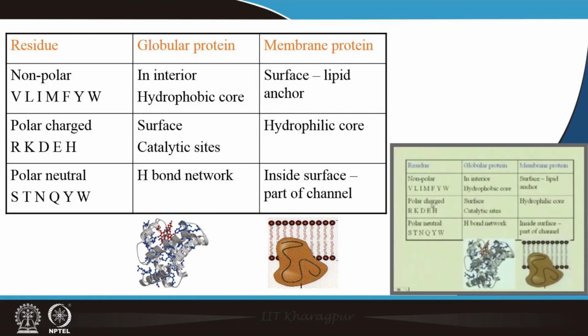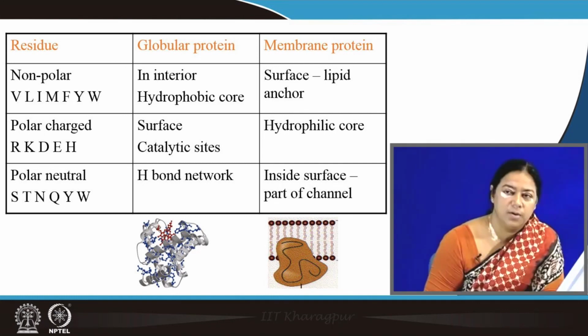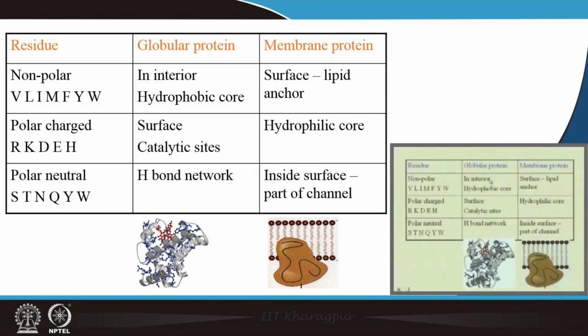The polar charged residues in this case are on the surface, and they form the catalytic sites. So, where are they? They are on the surface of the protein, and the polar neutral ones would preferably form the hydrogen bonding network. So, if we look at a globular protein and we look at the specific types of amino acid residues, we know to some extent where they might be located in a protein.